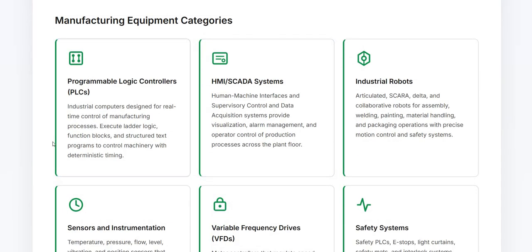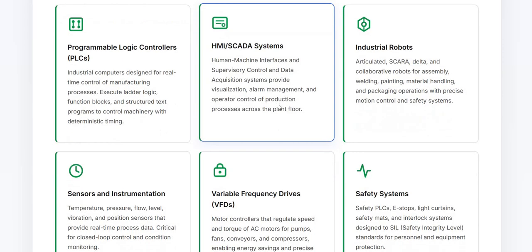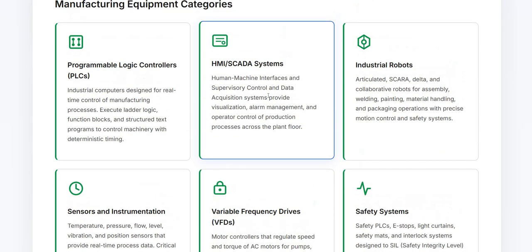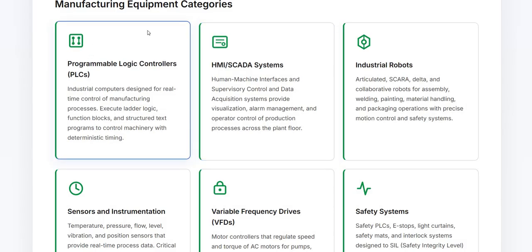And we have cards. Look at that. Six cards. So what are the equipment categories? First, PLCs. Start with PLCs. These act as real-time execution engines. They read inputs, run logic, and write outputs in fixed cycles, so behavior stays predictable.